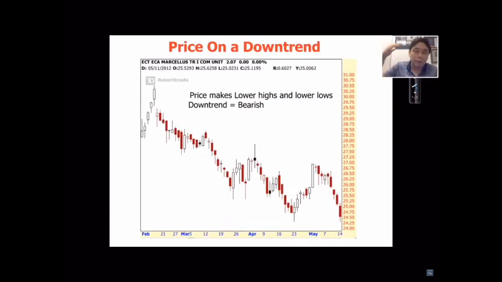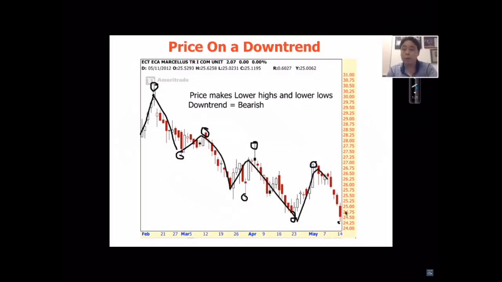Eventually, uptrends would reverse into downtrends. So what's a downtrend? Downtrend is when the price makes a series of lower highs, as you can see, and a series of lower lows. So on a downtrend, prices go up as well for a few days or a few weeks. But every time the price goes up, what happens? It goes lower. It goes up, it goes lower.